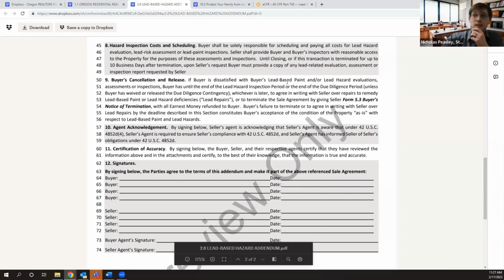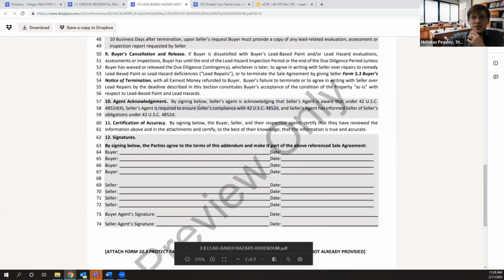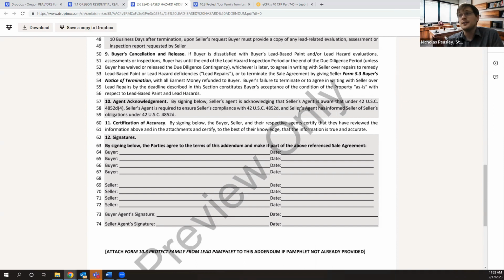are missing documents. You'll note as well on this lead hazard addendum, there's an agent acknowledgement where the seller's agent has to acknowledge that the seller is aware of their obligations under federal law to comply with the lead hazard regulations. So 42 USC 4852d(4) is where we get this standard of all of the obligations under 40 CFR 745. It's a daisy chain from statute to regulation to you as the broker. This is where the daisy chain begins.